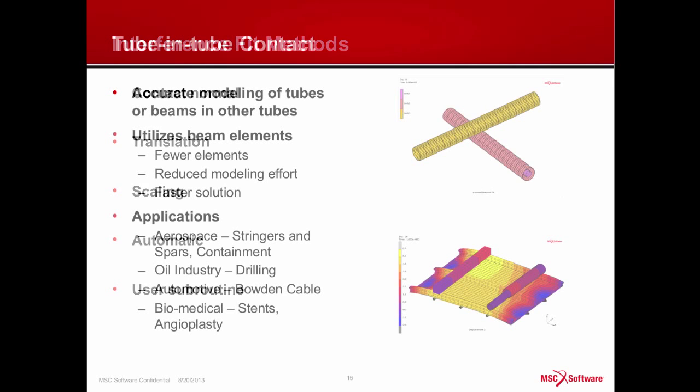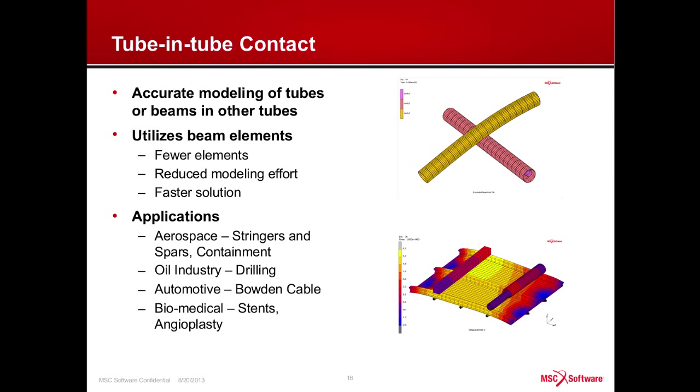So the final one is the tube-in-tube contact. Both tube-in-tube and beam contact behavior are encountered in several engineering applications like either drilling operations or Bowden cables, and even biomedical applications that might require catheter placement. And with Marc's general purpose beam contact capability, which uses the segment-to-segment contact approach, it is very simple to set up any type of contact problems that involve beams.